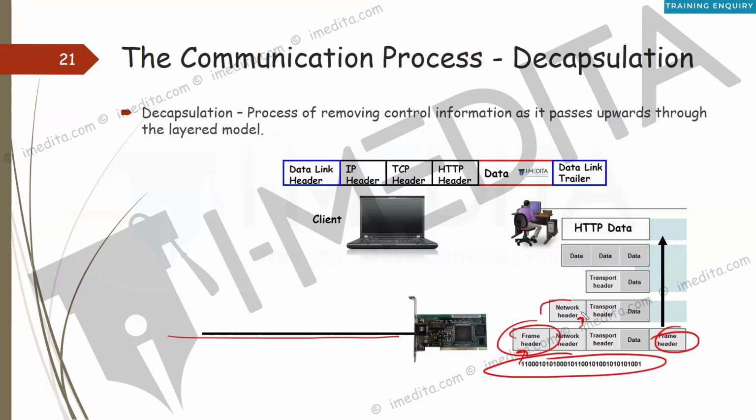At the network layer, the network header will be removed, and then it will be given to the transport layer. At the transport layer, the transport header will be removed, and then it will be given to the application layer. So that's how the data gets delivered.